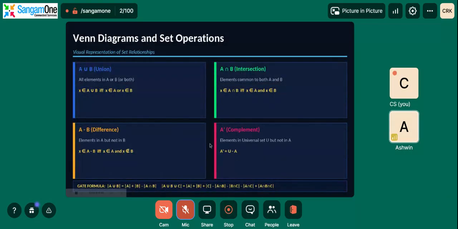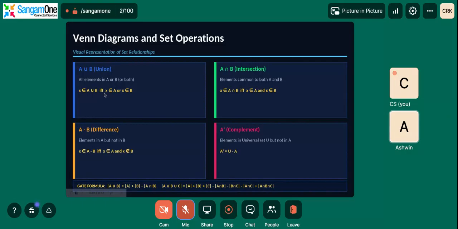So, Venn diagrams and set operations. I will show this, but you can relate to this also. A union B: all the elements of A union B will be in that. If you consider A as a set of odd numbers and B as a set of even numbers, if you union that, the odd numbers and even numbers are all contained in that set, the A union B set.